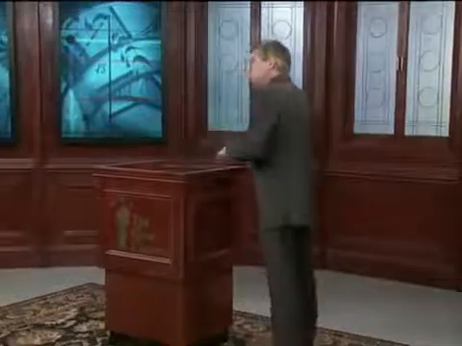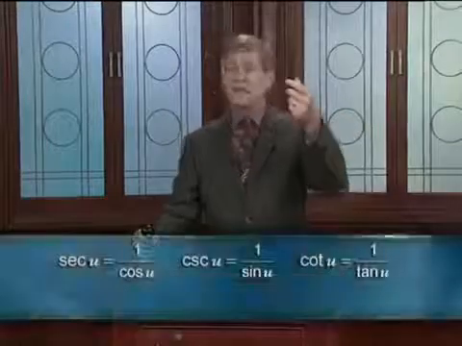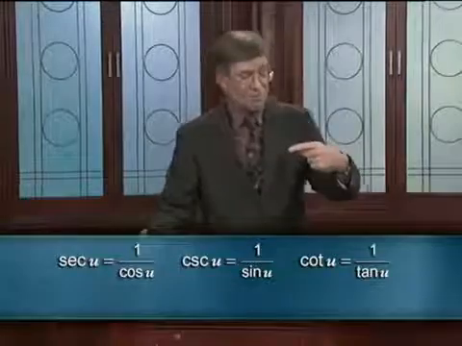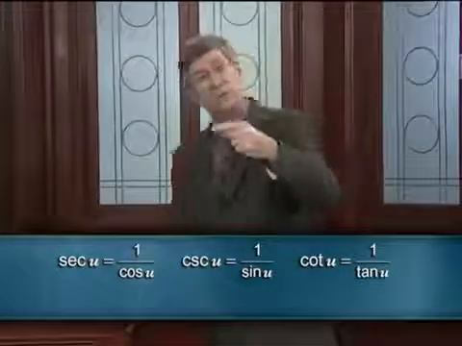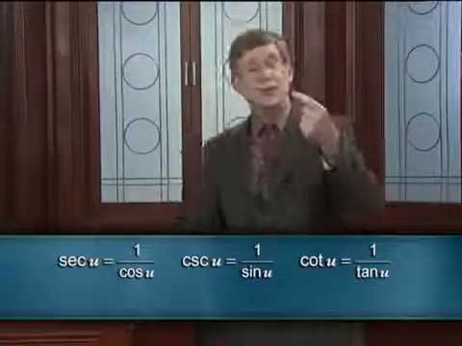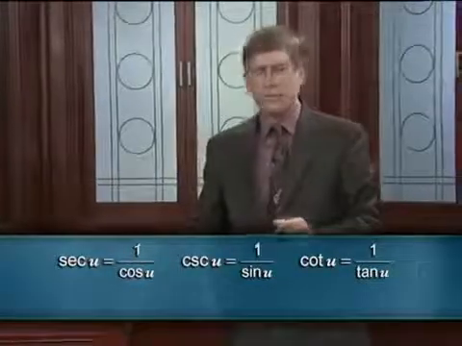Before we get started, let's review some of the identities we've already looked at in this course. For instance, we defined sine, cosine, and tangent, and then observed that secant was the reciprocal of cosine, 1 over cosine, cosecant is the reciprocal of sine, and cotangent is the reciprocal of tangent.